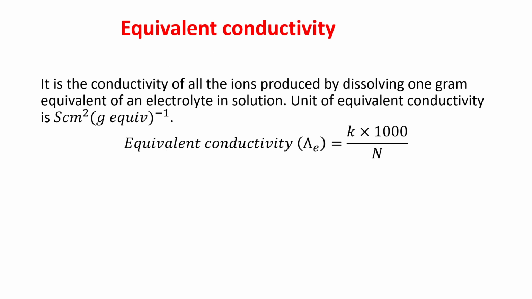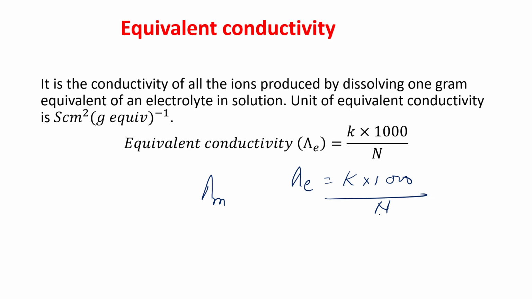Now we'll discuss the equivalent conductivity. Equivalent conductivity is the conductivity of the ions produced by dissolving 1 gram equivalent of the electrolyte in the solution. The unit of the equivalent conductivity is Siemens centimeter square per gram equivalent, that is S cm square gram equivalent inverse. So this is the formula for equivalent conductivity, represented by lambda E, whereas molar conductivity was represented by lambda M. It could be written as conductivity into 1000 by normality.